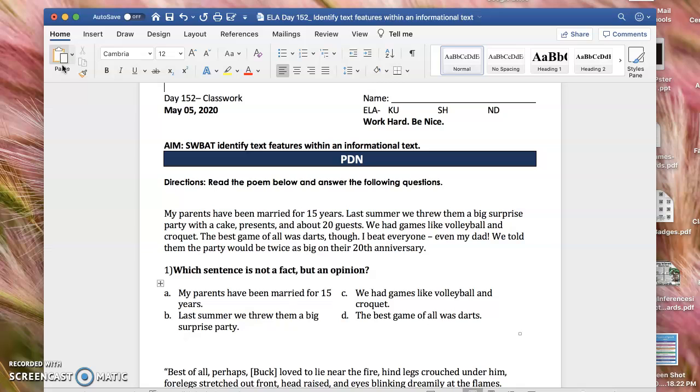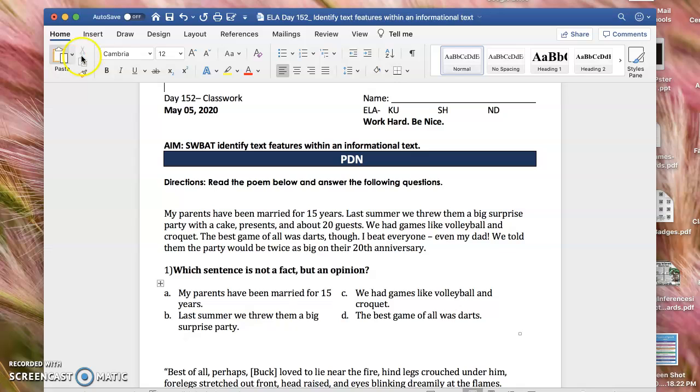Hopefully the Google Forms yesterday helped you guys out a lot with completing the classwork. We're going to do the same thing today. So let's go ahead and begin. We are still talking about text features. We're going to be talking about them all week. Yesterday we labeled and identified text features. Today we're going to have actual articles and text and pick out those text features and figure out what these text features are actually helping me learn throughout the text.